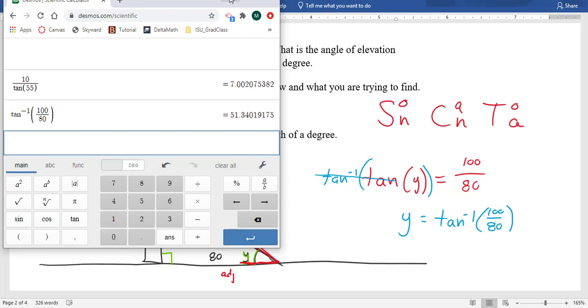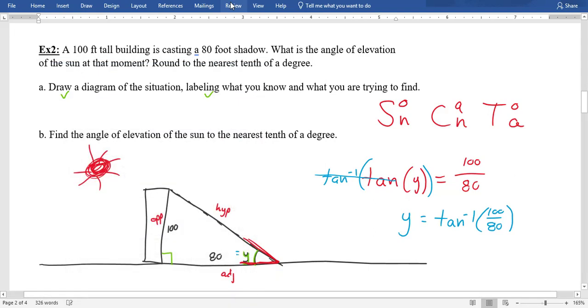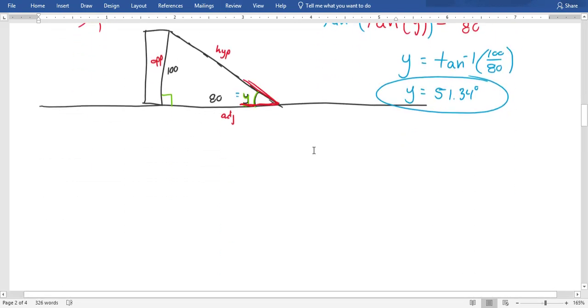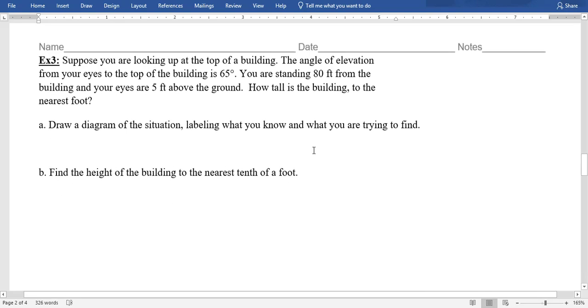51.34. So this angle here, y, is 51.34 degrees. Cool. Let's check out one more example. We're going to draw a picture and solve for one more example.